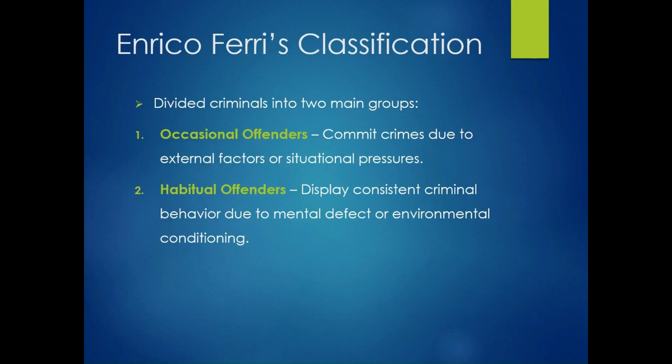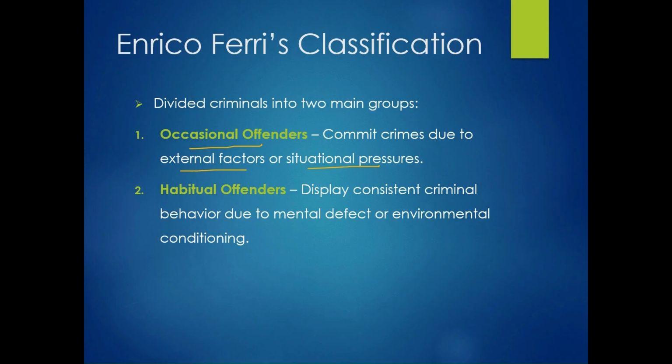Next we have Enrico Ferri's classification. So Enrico Ferri, he was Lombroso's student and he gave a more practical classification of offenders. He said that criminals fall into 2 main groups. The first group is called occasional offenders who commit crimes due to external pressure, maybe hunger, maybe anger, or maybe even any particular needs, right? So there's always an external factor or a situational pressure which is causing the crime.